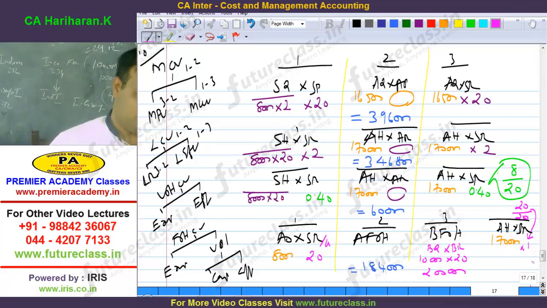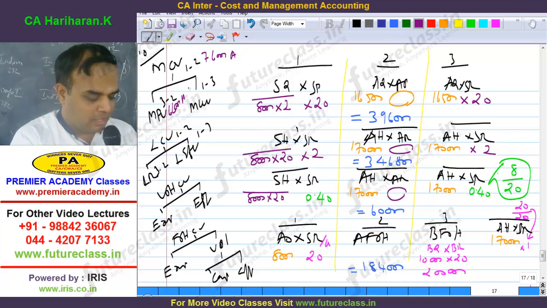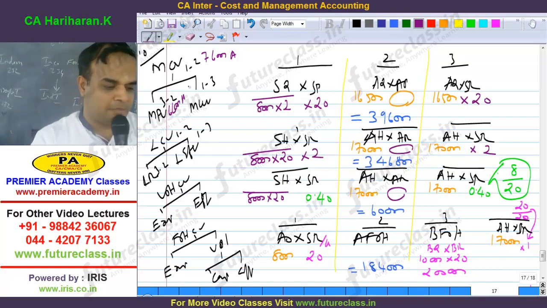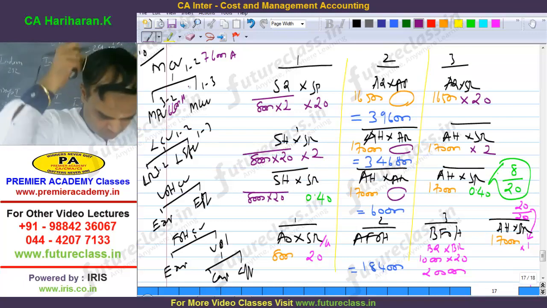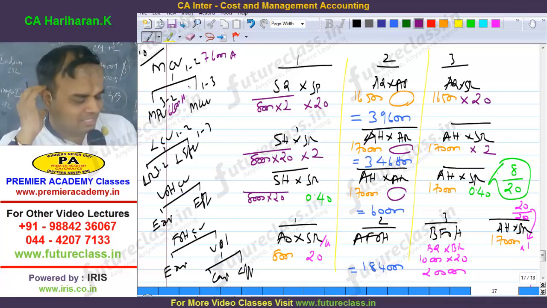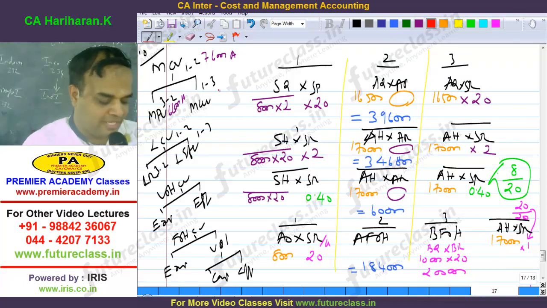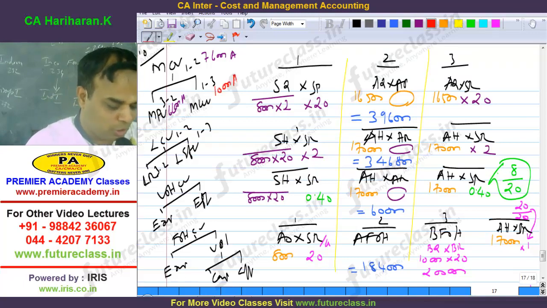Click compute. Now, material cost variance, how much? 76,000. Price variance, 66,000. Check it up. Material cost variance 76,000 adverse. Price variance 66,000 adverse. Usage variance 10,000 rupees adverse.